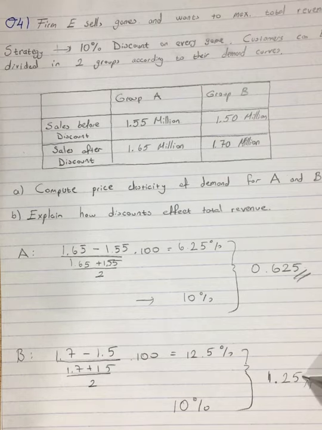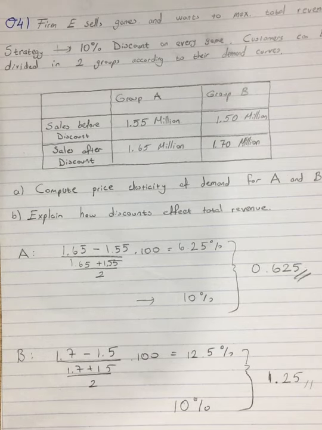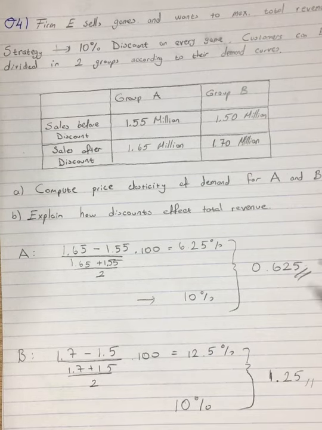So if firm E wants to increase total revenue, it should definitely not offer the discount to group A, and it should definitely offer the discount to group B, because group B reacts to the discount, but group A doesn't.